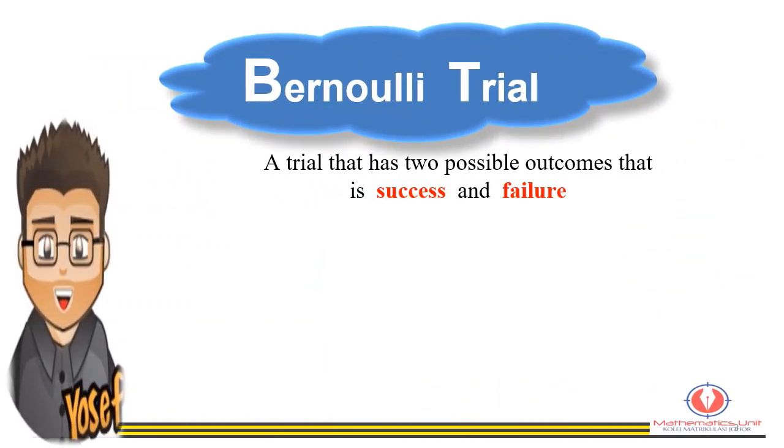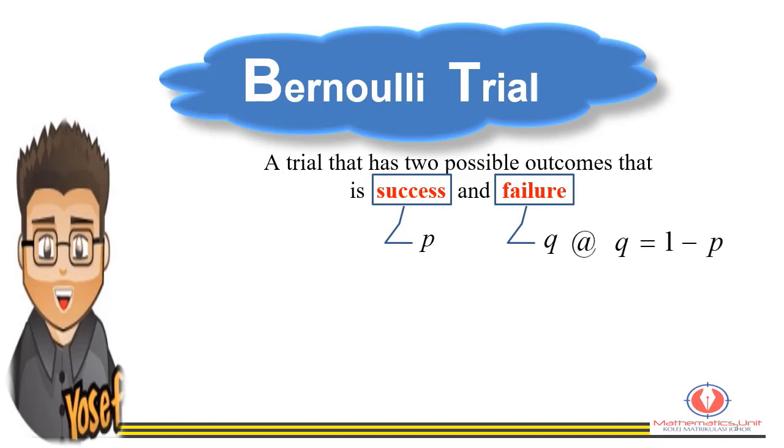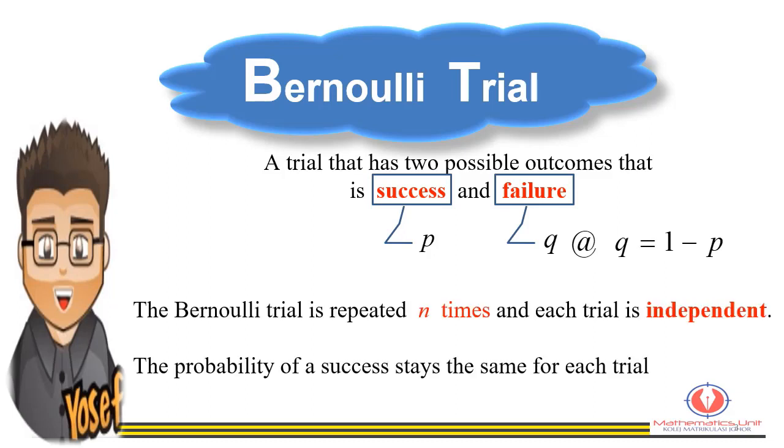Before we proceed, let me introduce what is called a binary trial. The binary trial is a trial that has two possible outcomes, that is success or failure. Normally, we denote the probability of success as P and the probability of failure as Q, whereby Q is the complement of P, so we may get the probability of Q as 1 minus P. The binary trial is repeated n times and each trial is independent, so the probability of a success stays the same for each trial.